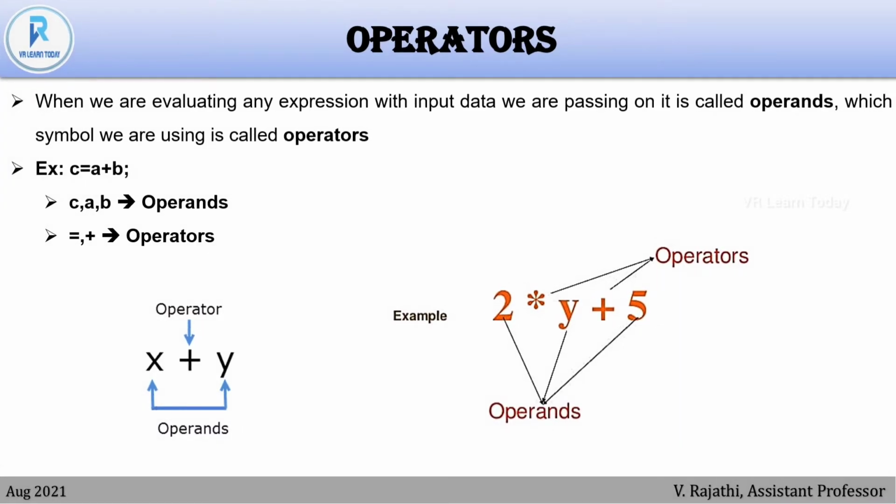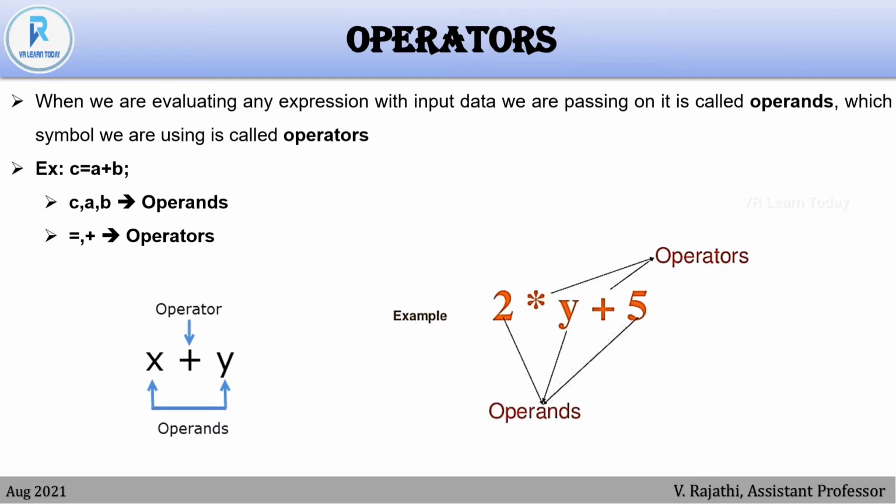When we are evaluating any expression, the input data we pass are called operands, and the symbol is called the operator. See the example, C equal to A plus B. Here C, A, B are called operands, and plus and equal are called operators. Okay, let's see a couple of examples.